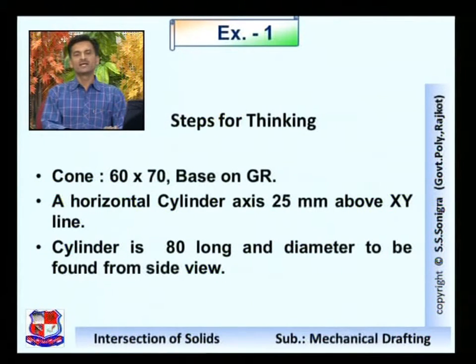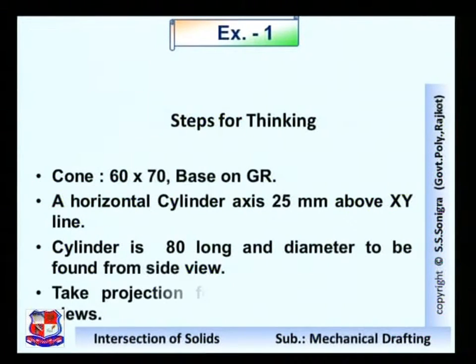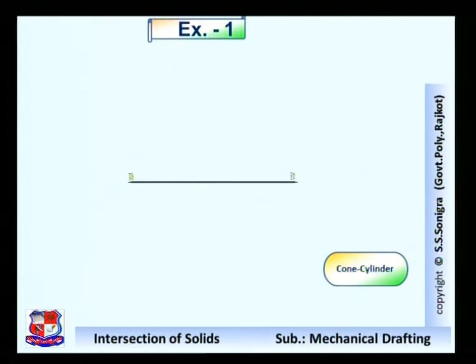The diameter of the cylinder we can find from the side view, because it is given that the cylinder touches the true length of the cone. So diameter is not given, but we have to find it from its side view. Take projection from the side view to the other views, and then we can draw the problem. This is the solution of the problem.